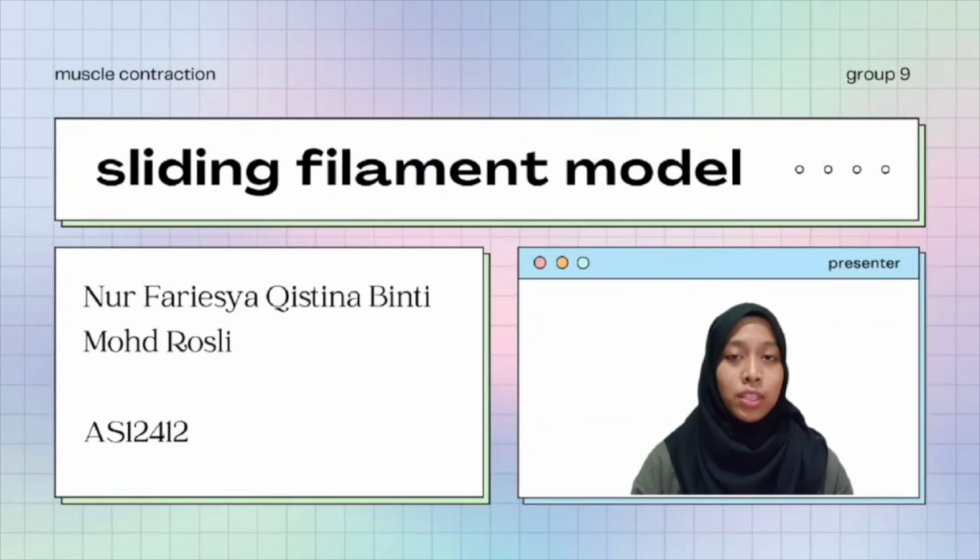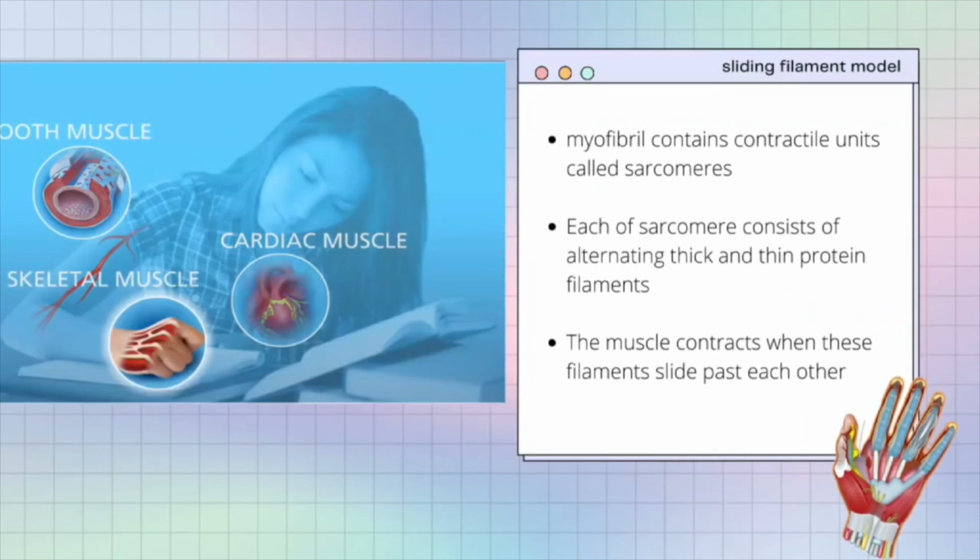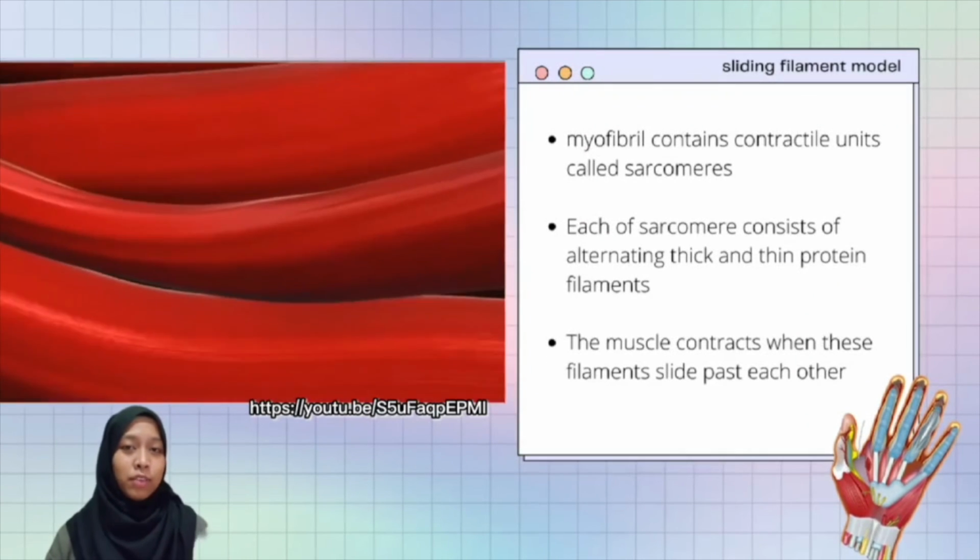My name is Qistina binti Muhammad Rosli, and my matric number is AS12412. I will explain about the sliding filament model, but before that, I will show you the structure of muscle fibers.